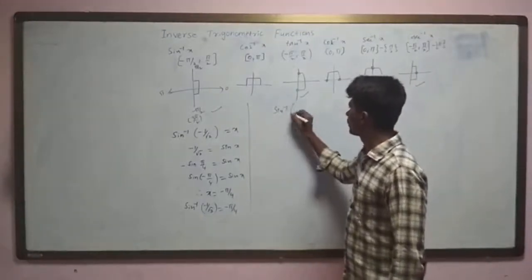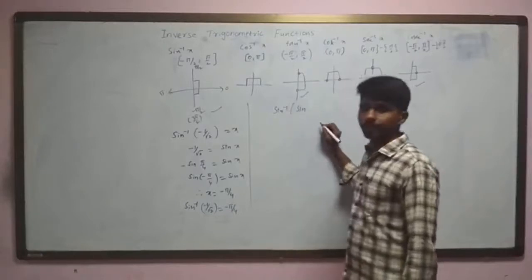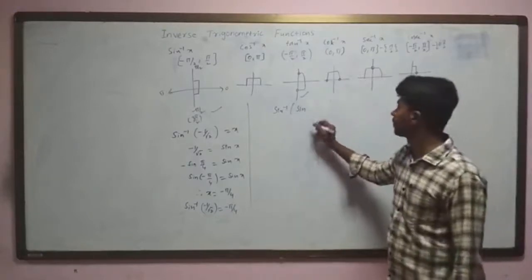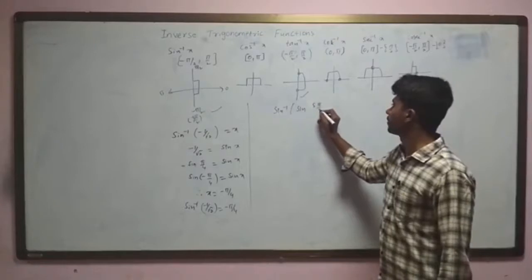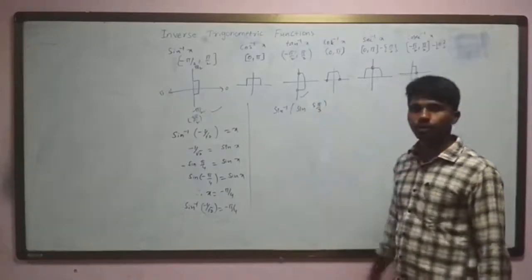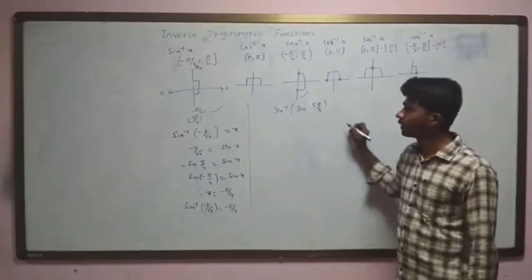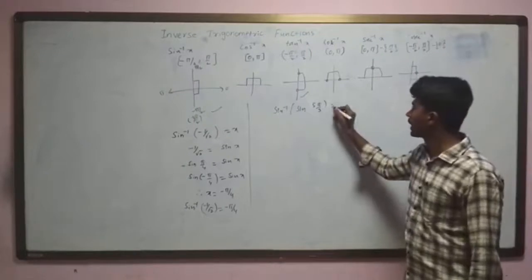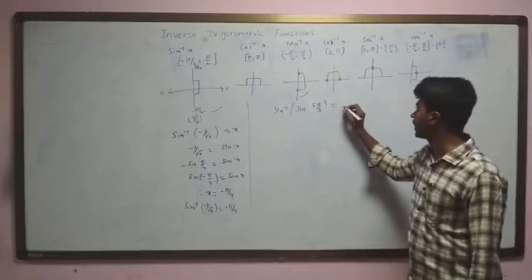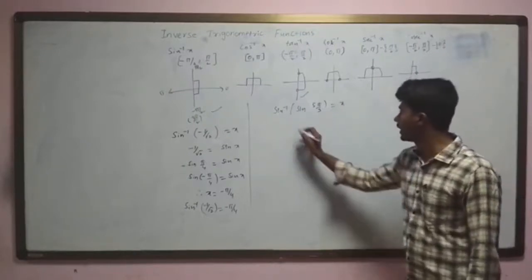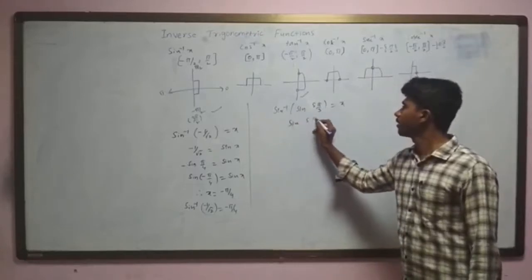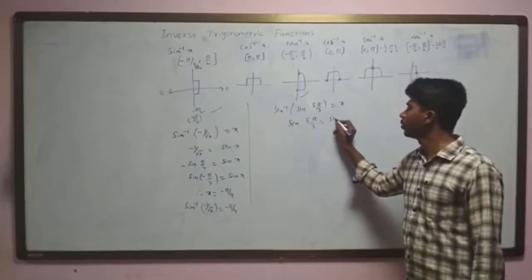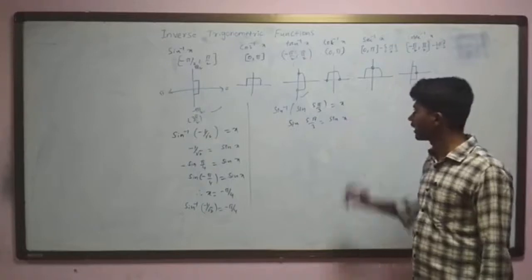They have asked us to find sin inverse of sin 5 pi by 3. So I consider sin inverse of sin 5 pi by 3 as x. Then sin 5 pi by 3 is equal to sin x.